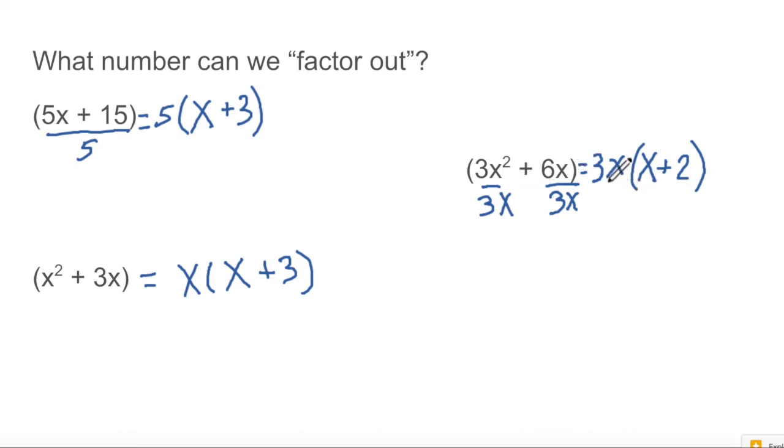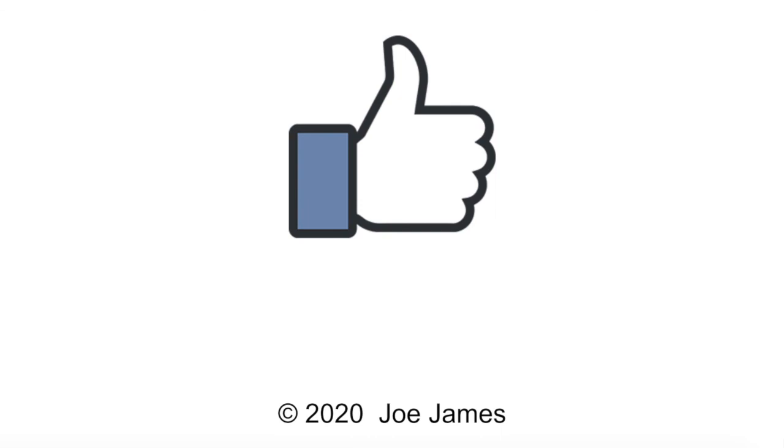So if we wanted to reverse and test this, 3x times x would give us 3x squared. Okay, that's cool. 3x times 2 would give us 6x. So that also is cool. So if we applied the distributive property to this factored form, we can get back to this unfactored binomial form.